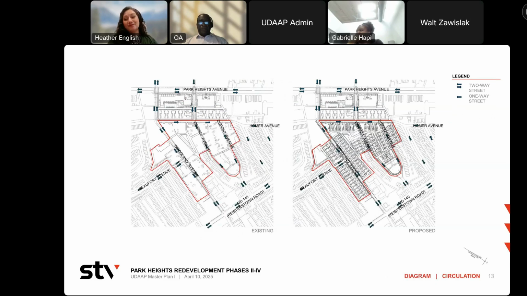So diagrams, we have circulation. To the left is the existing circulation patterns. We have two-way and we have one-way. So Park Heights Avenue is a two-way road. It's definitely a main artery, but there's a good amount of traffic that flows through Woodland Avenue as it connects to Reisterstown Road. And then Virginia Avenue is one way from Homer, which is right here, Homer jogs.